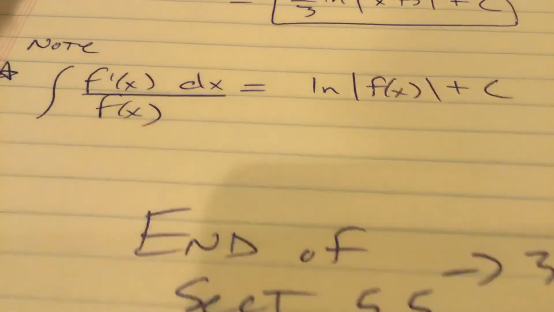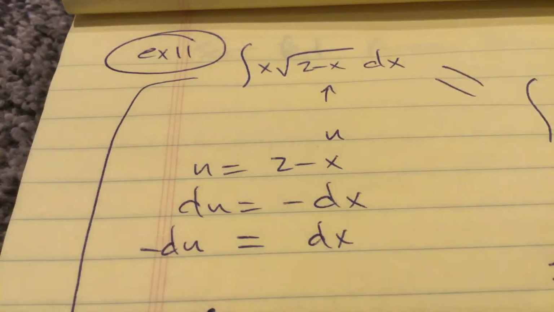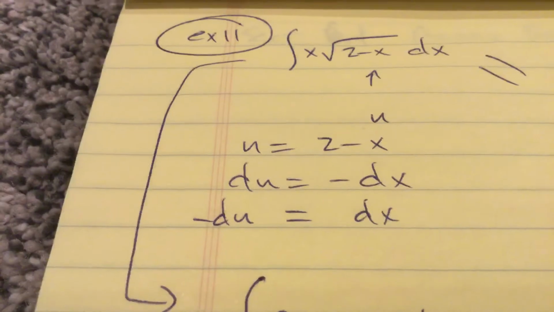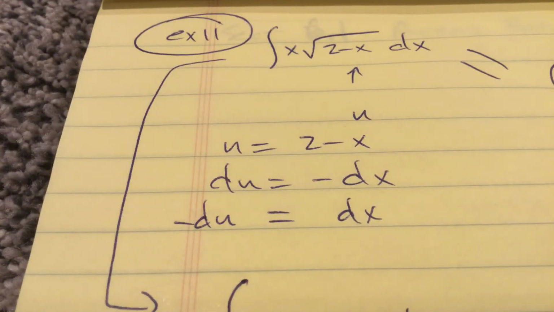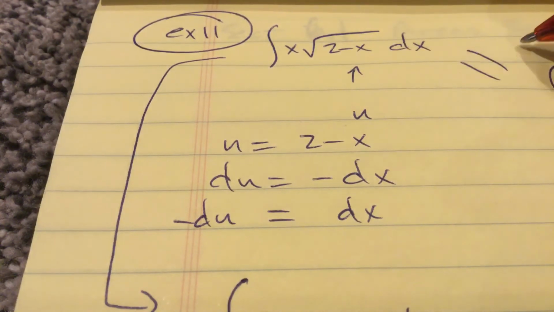I have 2 more for you. And that will be it with section 5.5. I don't believe we would have done more questions in class. All right, if I do get to see you in class again, which I hope, we will do a few more of these. Okay, so I'm going to let u be 2 minus x.